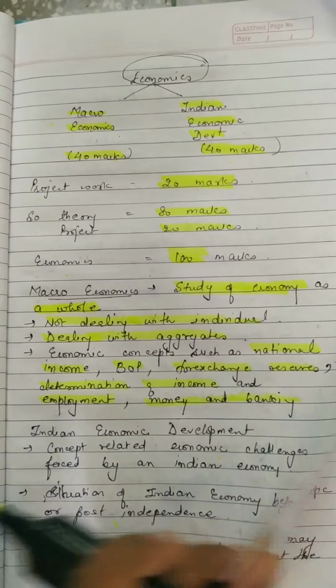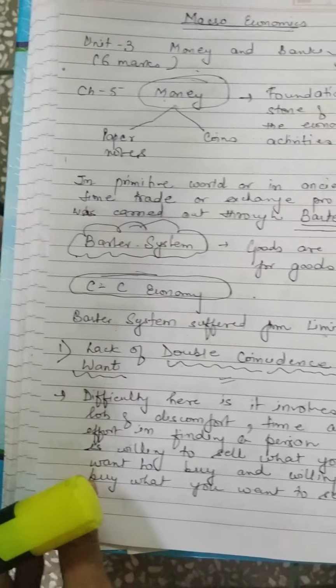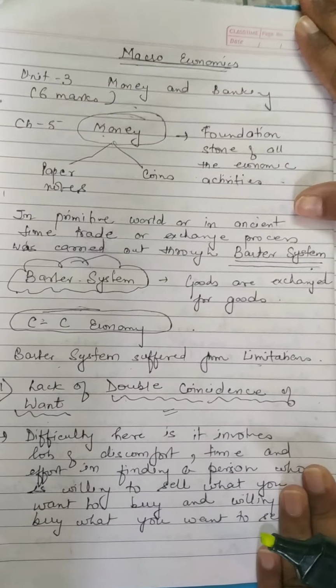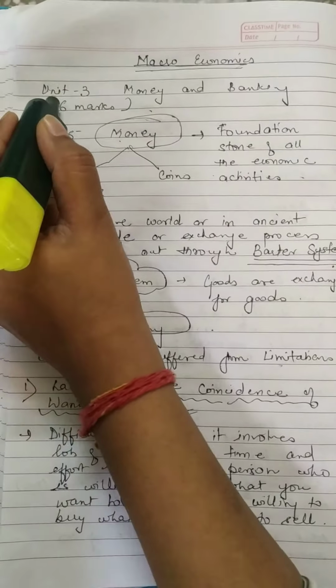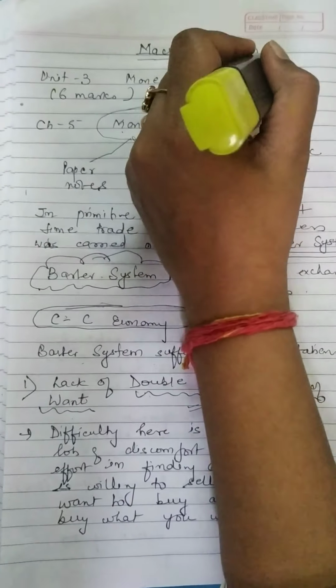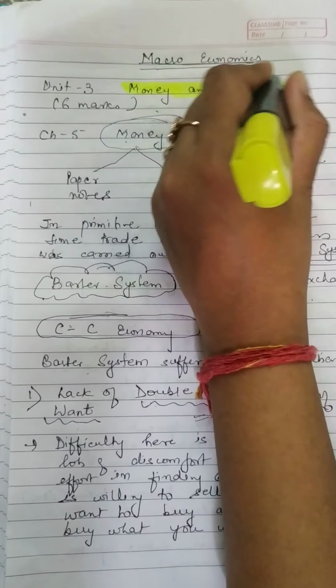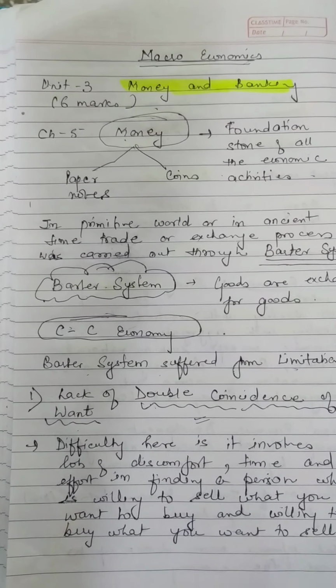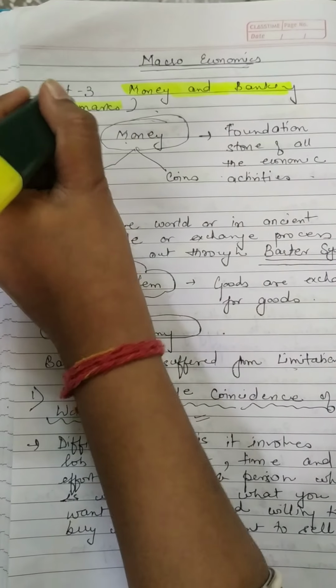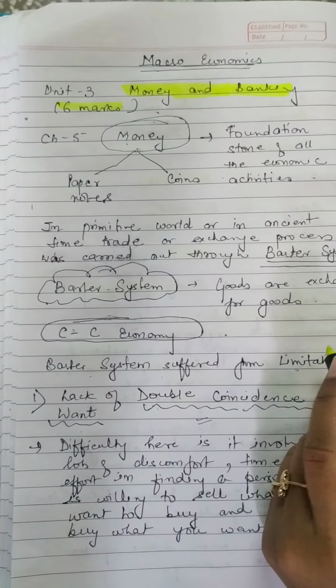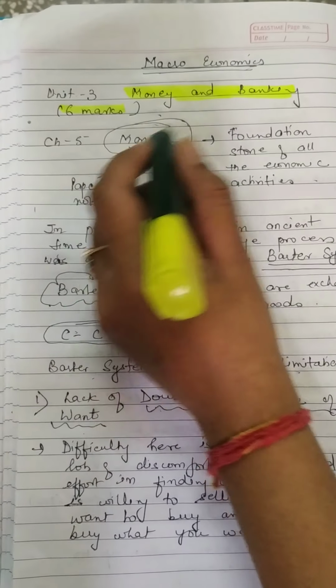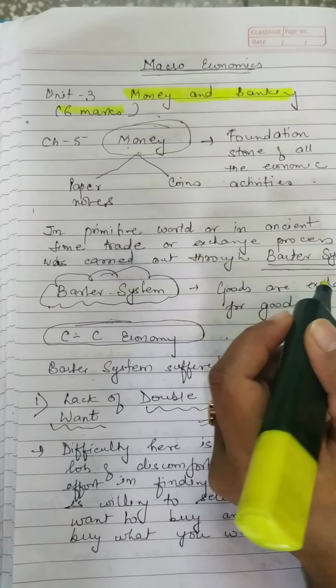Now we'll start with macroeconomics, unit 3 of macroeconomics, which is your money and banking. Now the money and banking chapter is of 6 marks weightage. So under this unit we are having 2 chapters, money and banking. So the first chapter is money.